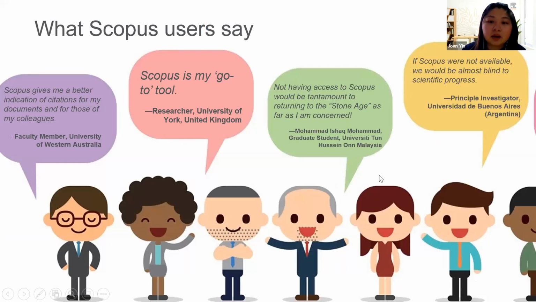So let's see what other users say about Scopus. Scopus gives me a better indication of citation for my documents, and for my colleagues, Scopus is my go-to tool. And not having access to Scopus would be tantamount to returning to the Stone Age as far as I'm concerned. If Scopus were not available, we would be almost blind to scientific progress.